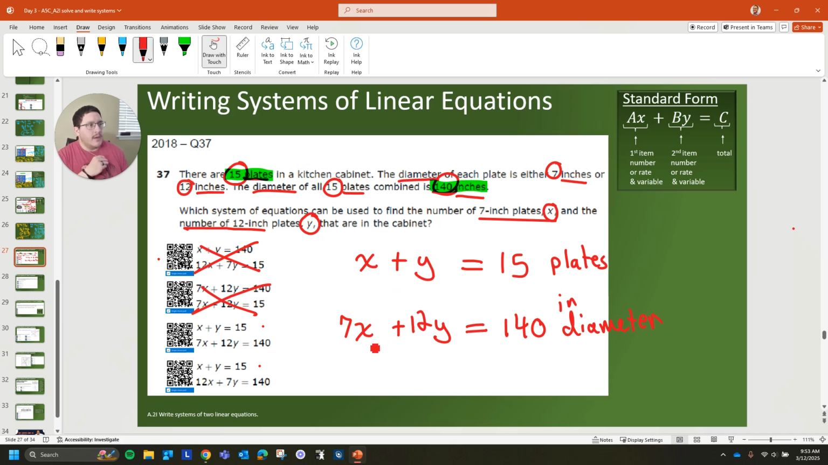Okay, now let's look at the diameter equation. 7x plus 12y equals 140. So 7x plus 12y equals 140. This one's good. 12x plus 7y, no. So the only answer that makes sense for this system is the third one right here.